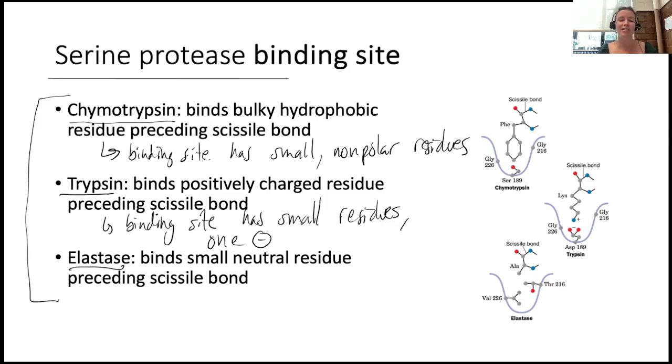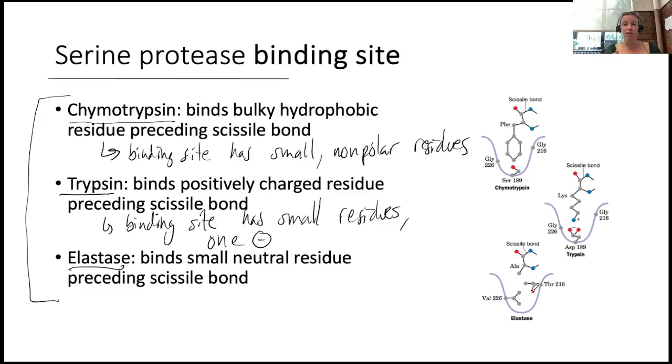Finally, let's talk elastase. So elastase binds small and neutrally charged residues. So not nonpolar, but just neutrally charged. In the case of the picture, we are seeing an alanine being bound. It is small, and it certainly is neutral. So what do we see in the binding site? Where if we're binding something small, you see that the R groups in the binding site are actually a bit larger to help reach the R group that needs to be bound and fit it more snugly.